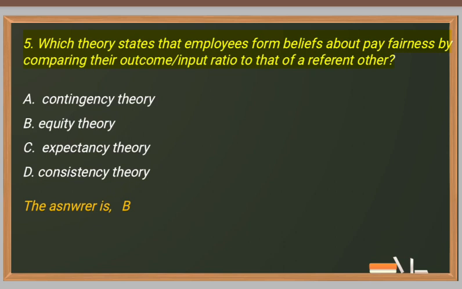5. Which theory states that employees form beliefs about pay fairness by comparing their outcome-input ratio to that of a referent other? A. Contingency theory. B. Equity theory. C. Expectancy theory. D. Consistency theory. The answer is B.